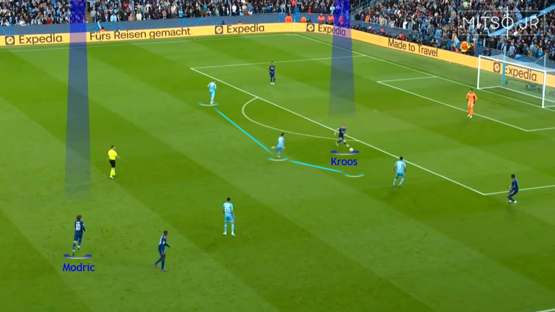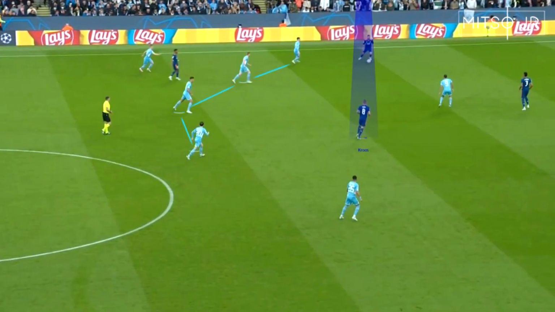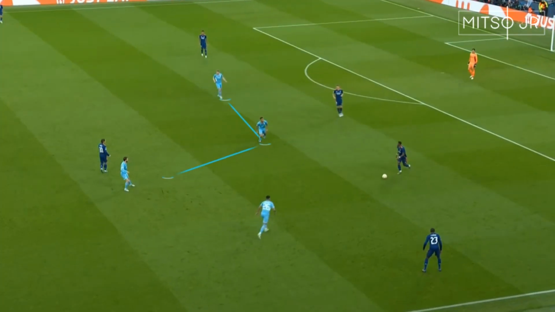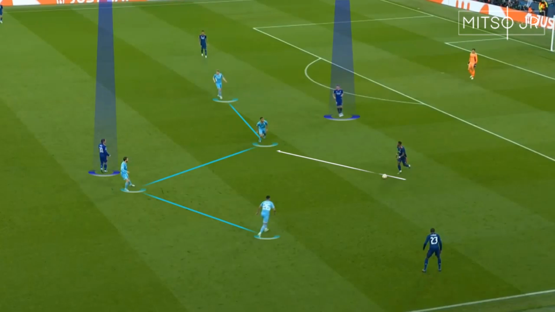Toni Kroos faced some problems in the midfield as Real Madrid were not able to keep the ball on the ground. Kroos was often found alone between multiple players from City. Modric and Valverde were very far away from him. Also, due to the high pressure, the team was forced to launch long balls and lose possession.